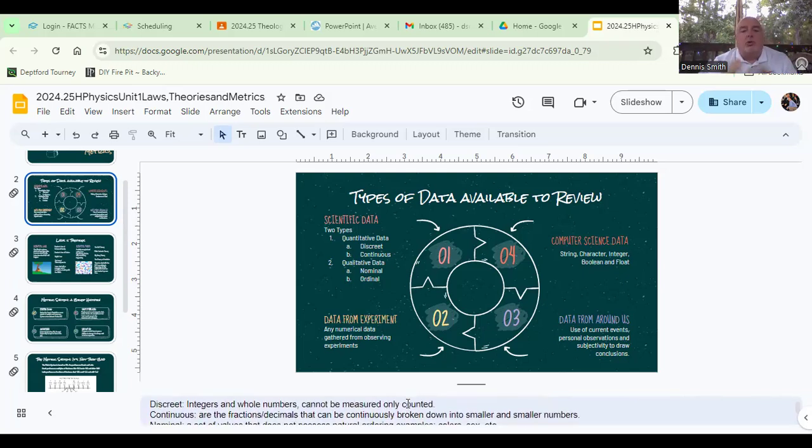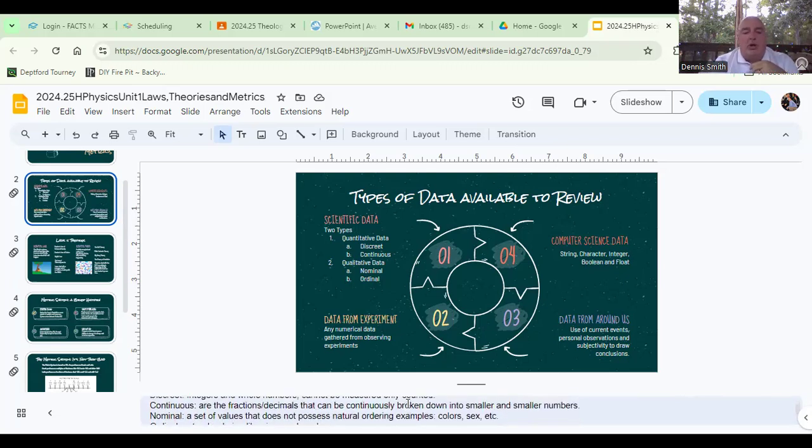But discrete, under the quantitative data, discrete are the integers and whole numbers. They cannot be measured. They can only be counted. Okay. Whereas continuous are the fractions and decimals that can be continuously broken down into smaller and smaller numbers.